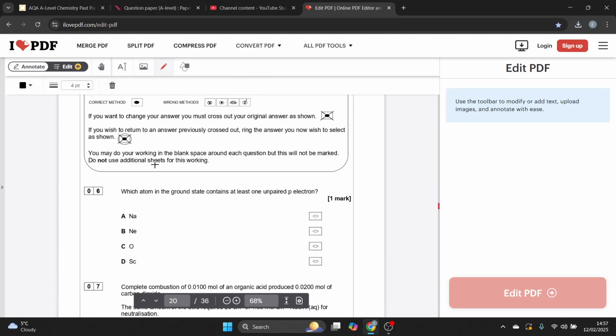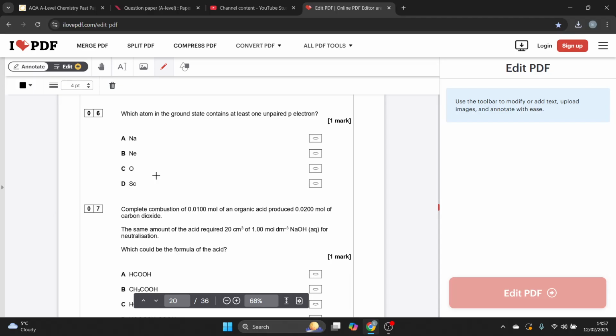Which atom in the ground state contains at least one unpaired p electron? It's C, oxygen. They always like to ask about this, oxygen and its at least one unpaired p electron.